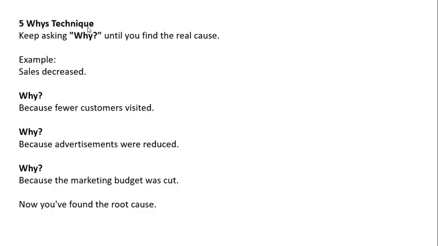Fifth is the why technique. Keep asking why until you find the real cause. For example, sales have decreased. Why? Because fewer customers visited. Why? Because the advertisements were reduced. Why? Because the marketing budget was cut. And now you have found the root cause.